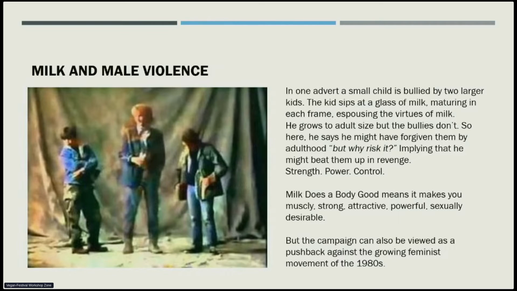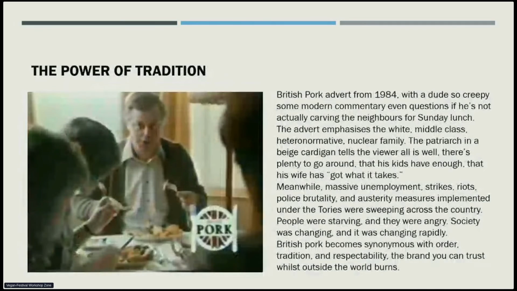And that's one of the powerful tools that advertising will use. So this is the power of tradition. And God, I wish you could see this image really clearly because it's friggin' wonderful. We've got this guy at the head of a table carving up pig flesh. And he's the creepiest person I've ever seen in a beige cardigan. The whole advert came out in 1984. And this guy is so creepy that I've seen comments online about it that say that they actually think he's eating the neighbor and not a pig.